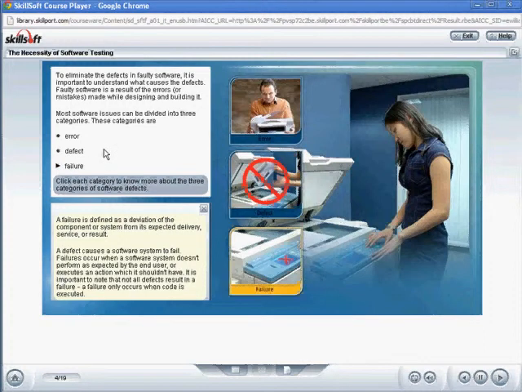A failure is defined as a deviation of the component or system from its expected delivery, service, or result. A defect causes a software system to fail. Failures occur when a software system doesn't perform as expected by the end user, or executes an action which it shouldn't have. It is important to note that not all defects result in a failure. A failure only occurs when code is executed.